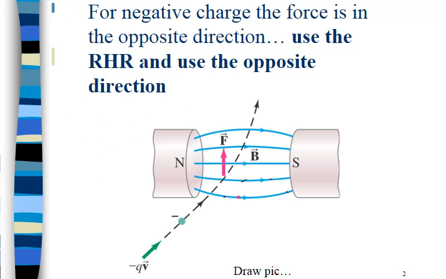Now, what we have with the right-hand rule, with a negative charge, let's say we have an electron, it's encountering the field and it's being forced. We can figure out what the force is. And what we do is we pretend it's a proton, and use the right-hand rule, and then determine the force, and then the force is in the opposite direction.